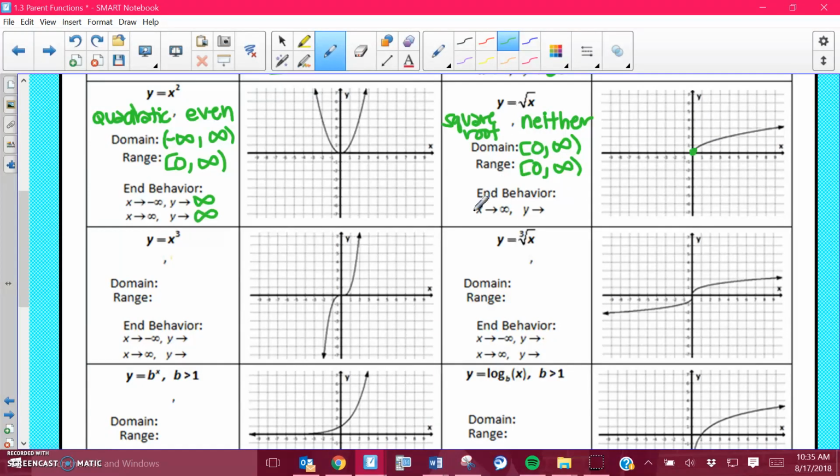Now here, I only have one type of end behavior because my graph isn't going to negative infinity. So as x goes to positive infinity, my y is also going up. So I would say my graph is going to positive infinity.